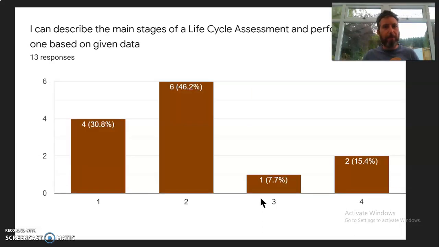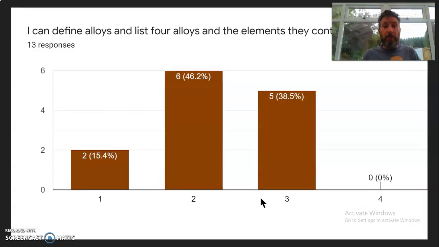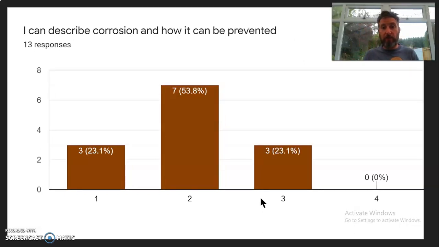Right, life cycle assessment, you're all over that, and I'm not surprised because you did really well on the questions. How glass and metal are recycled, generally speaking, we're pretty good at that. Again, look back to your notes if you're not sure. Alloys and the elements they contain, that's learning, guys. You need to know brass, bronze, amalgam, steel, and I would put solder on that. So there's 5 there, arguably, but make sure you learn them. They're on the sheet from the other day.